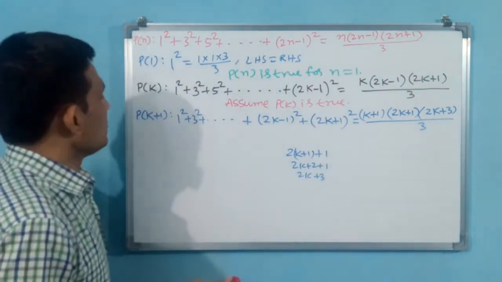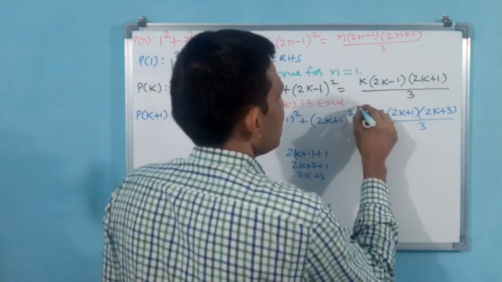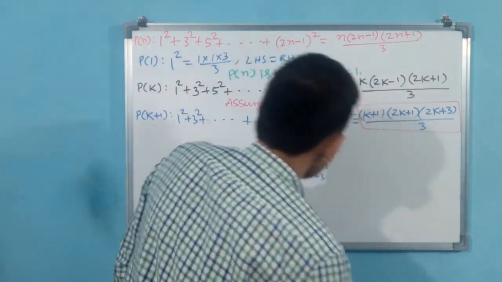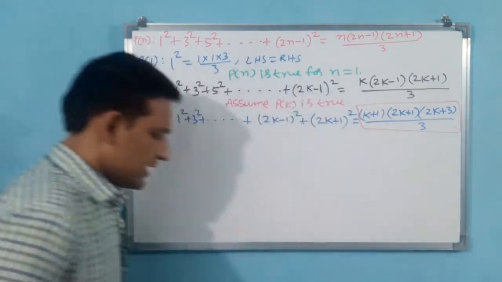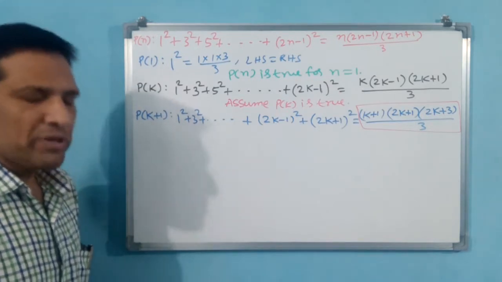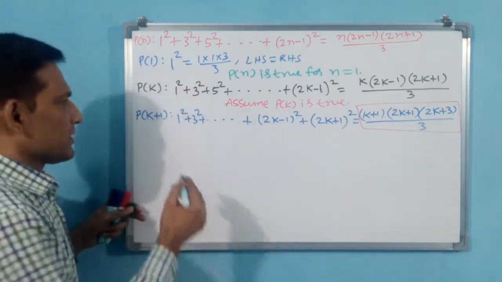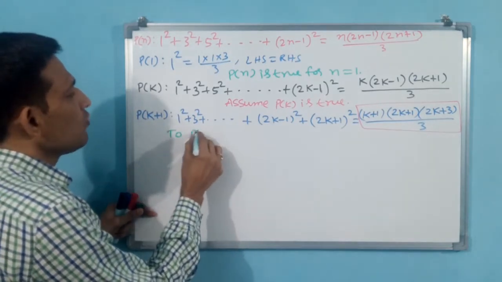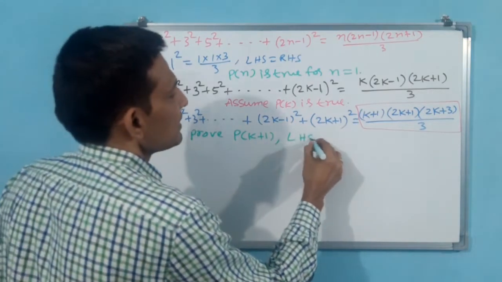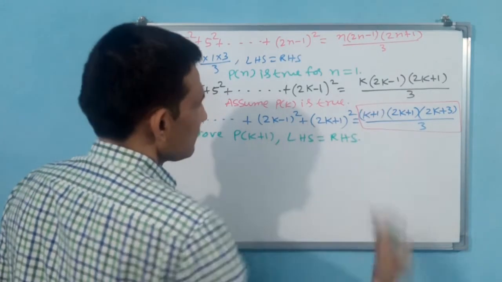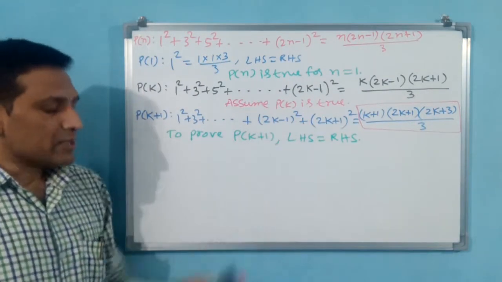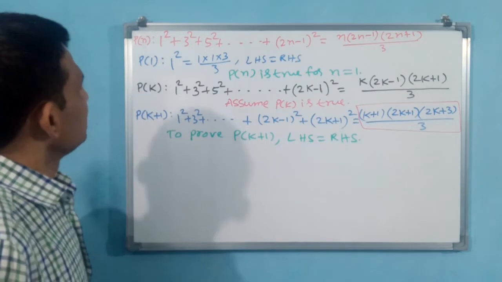Now what you have to do, you box this RHS. Okay, this you have to prove now. RHS you have to prove by taking LHS. Another important step is to prove P of k plus 1, LHS is equal to RHS. That also you have to write. Write down: to prove P of k plus 1, LHS is equal to RHS. Okay? Okay, let it be. We'll take LHS. We'll try to solve this. Okay, because we have to get that one.